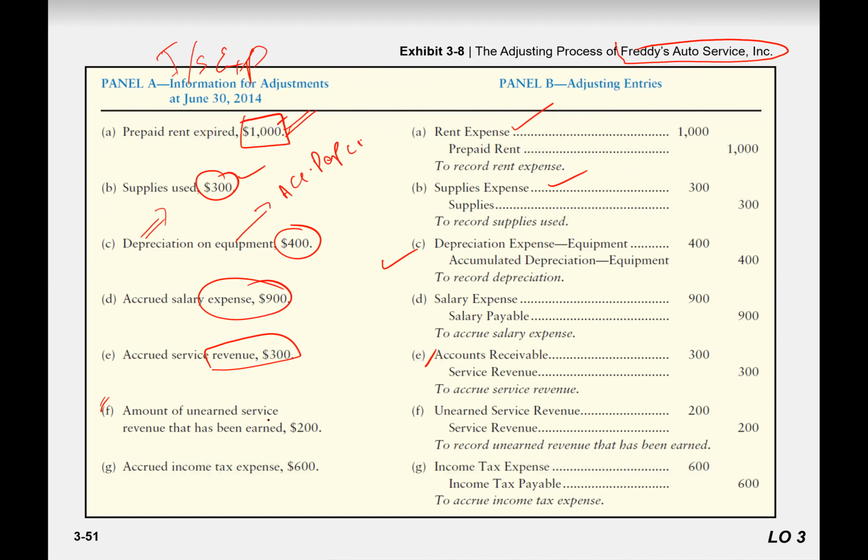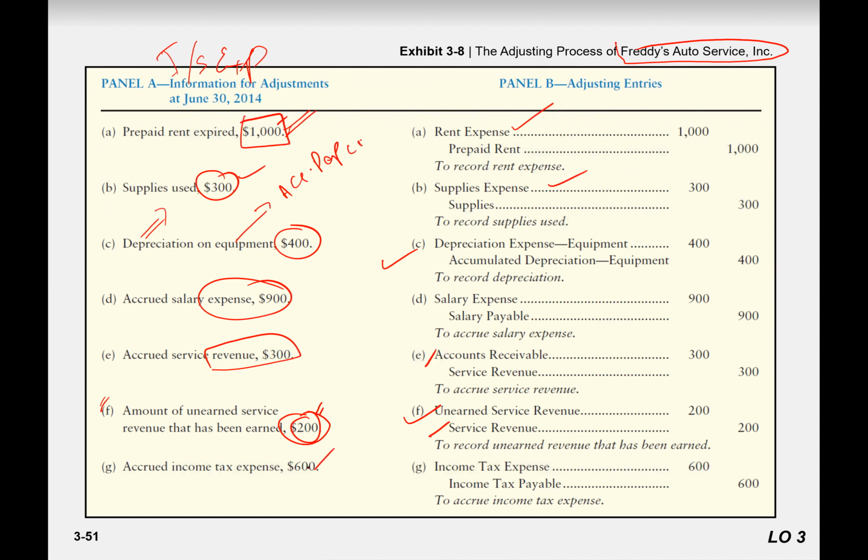The next one is the amount of unearned service revenue that has been earned, 200. It means the customer paid us in advance, and from that advance, we are only entitled to record 200 revenue. When a customer pays us in advance of the revenue, we call this unearned revenue, and that is our liability. So decrease in liability of 200 would be debited. So the answer would be unearned revenue to revenue. Increase in revenue is credited.